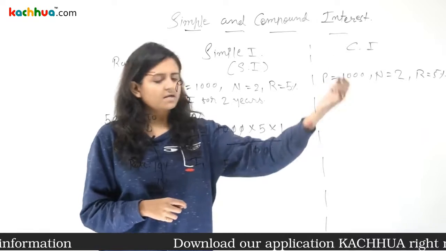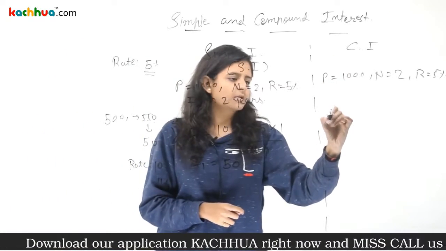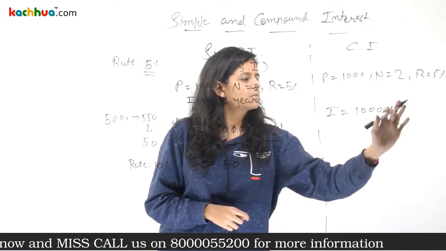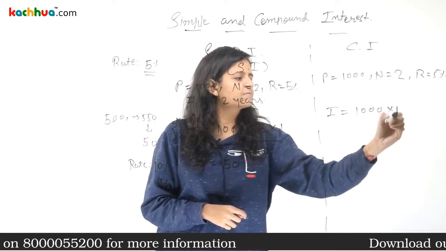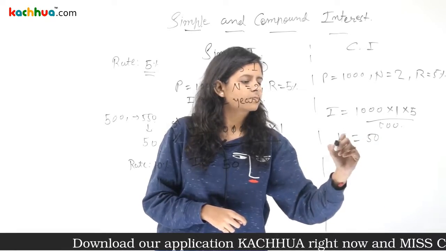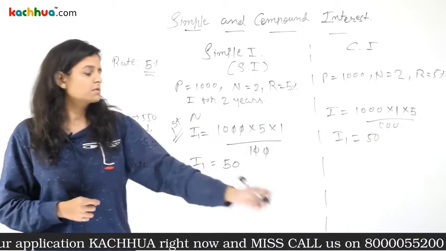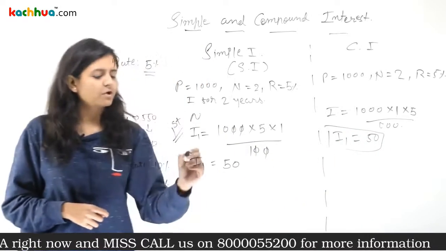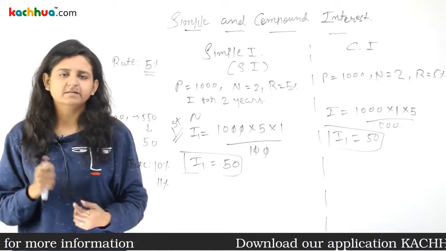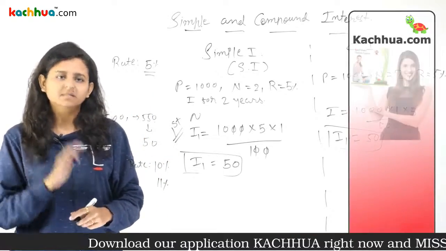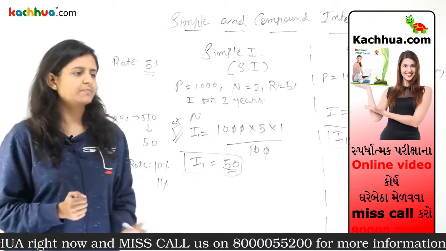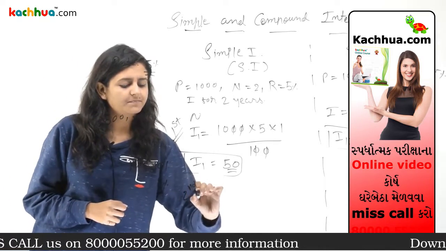Now we'll count for CI. It will be the same, multiplied by 1 because we are counting for 1 year. Now the most important thing: for the first year, SI, that is simple interest, and CI, compound interest, will be the same. We can see this, over here it is 50 and over here it is also 50. Now we'll check for the second year.